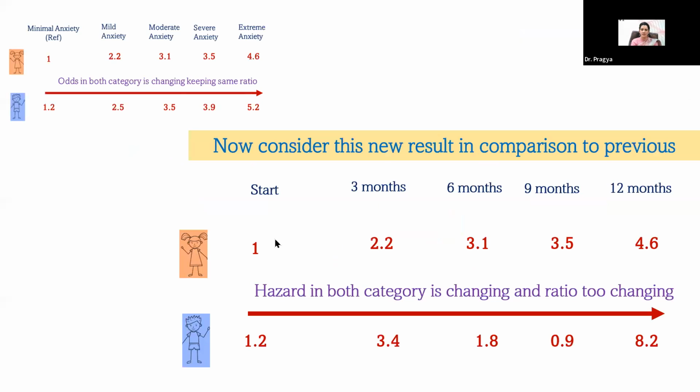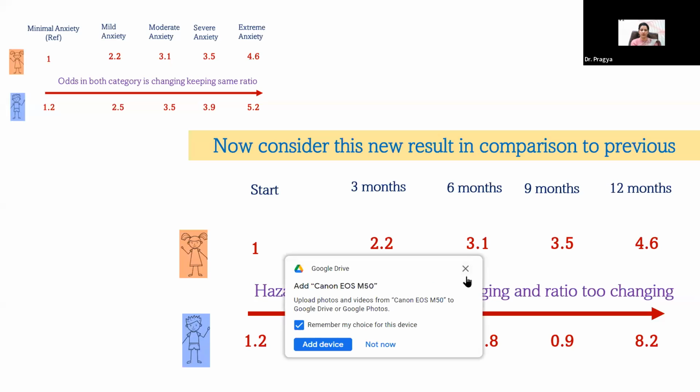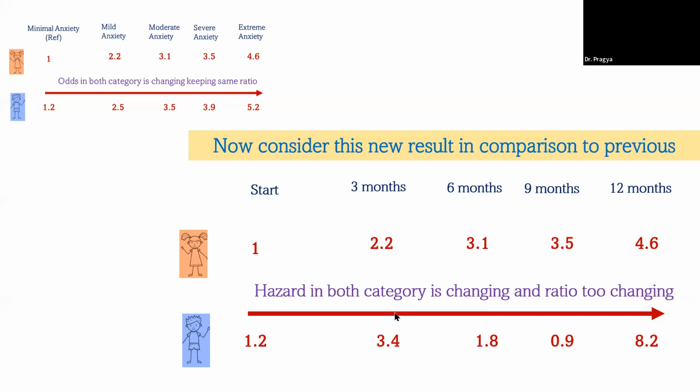So now see the next one. In this case, compare it with the previous one. Now see the ratio. It is 1.2. If you see this, 3.4 and 2.2, then again 1.8 and 3.1. This is 0.9 and 3.5, and this is 8.2 and 4.6. So what is your interpretation now?